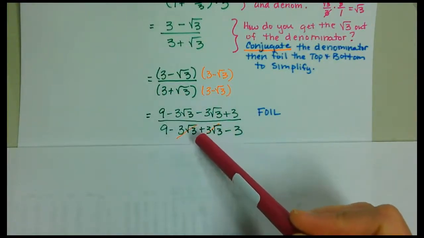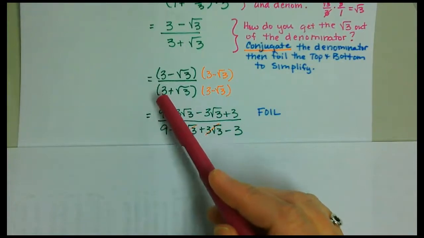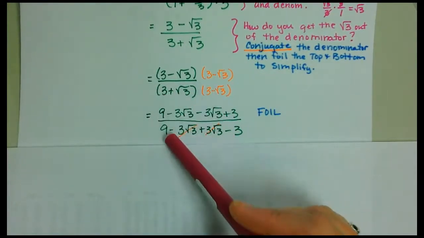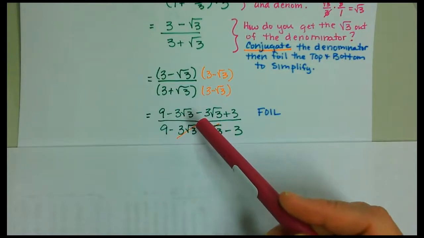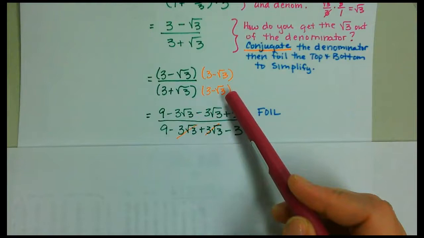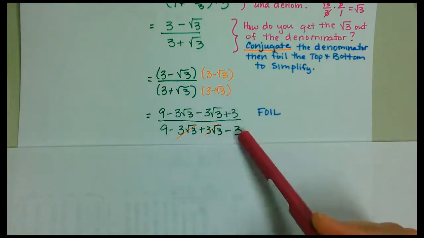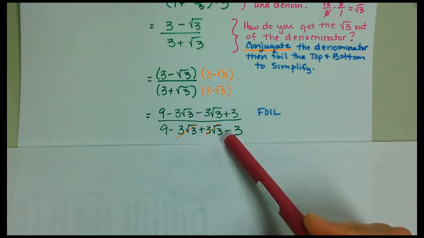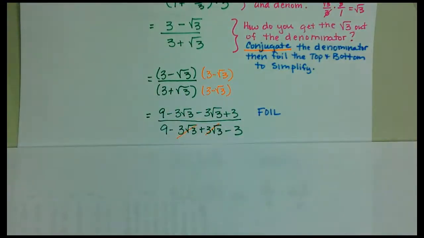If you remember that in this case you multiply the first terms, 3 times 3, and that gets you the 9. You don't have to do the O and the I step, and then you multiply the last terms. Root 3 times root 3 is root 9, which is 3, and don't forget it's minus. If you're afraid you'll forget that, then just FOIL that thing out.